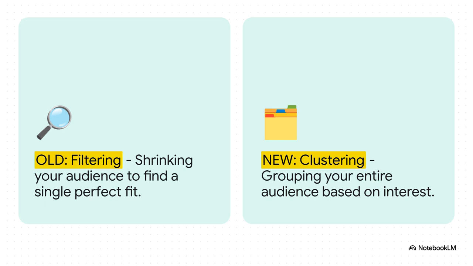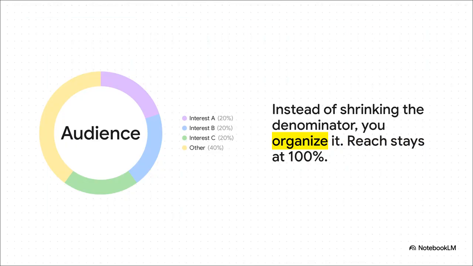The old way, filtering, is all about subtraction. It's about shrinking your audience to find a perfect fit. The new way, clustering, is about organization. You take your entire audience and simply group them based on what they're interested in. Nobody gets left out. Look at it this way.